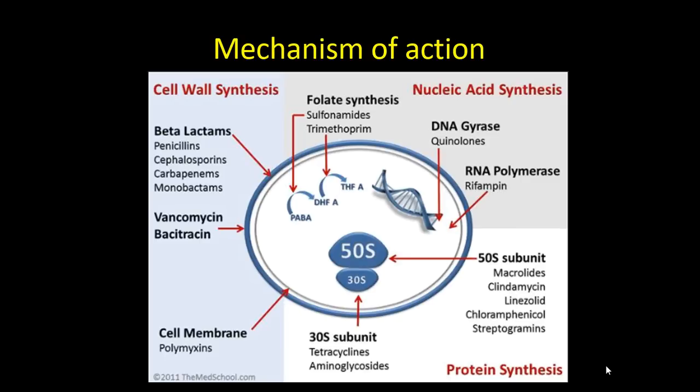Another important building block for the organism is its protein synthesis, which requires ribosomes, and targeting the ribosomes will give us great effect in terms of their replication. Thus they have great bacteriostatic activity, that is both 30S and 50S. Tetracycline and aminoglycosides act on the 30S ribosomal subunit, and macrolides, clindamycin, linezolid, chloramphenicol, and streptogramin work on the 50S subunit. Another important area of action is DNA synthesis, where DNA gyrase and topoisomerase can be inhibited by quinolones, and RNA polymerase inhibited by rifampicin.